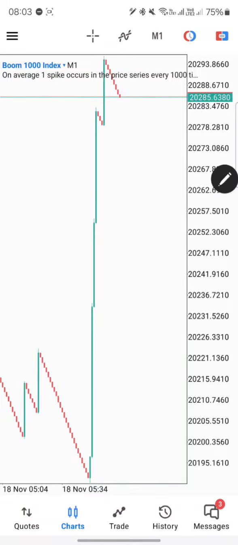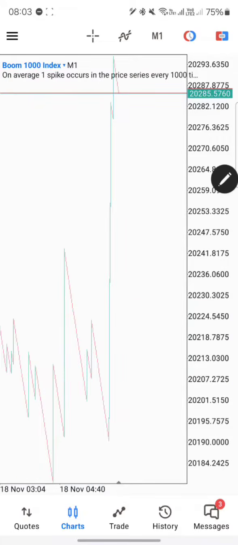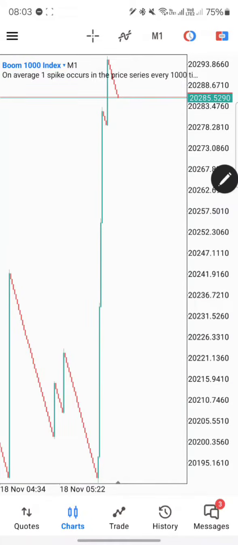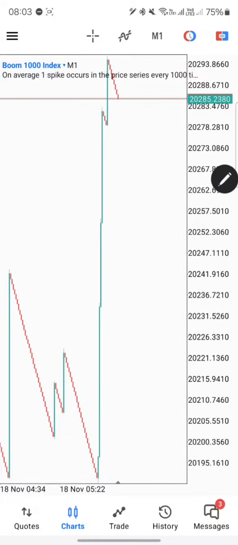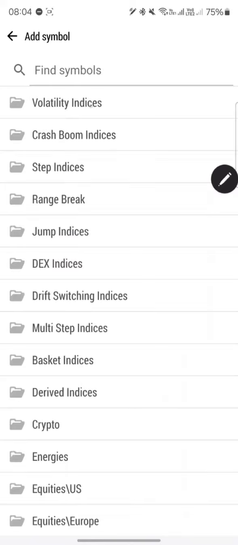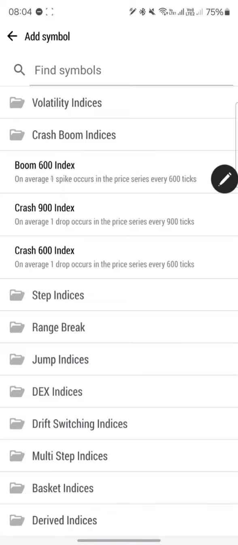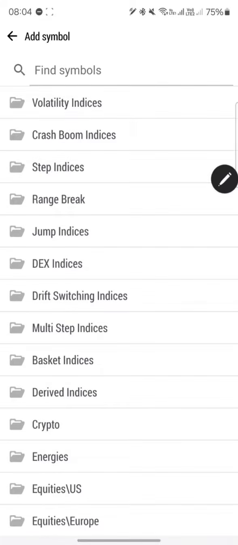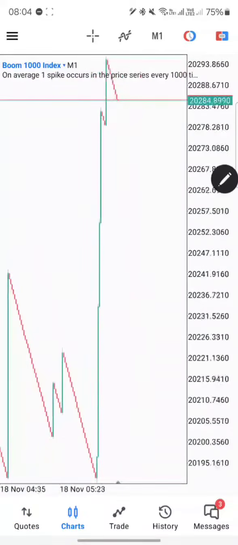So with this strategy, you can use it on any zoom level. Any zoom level, it is completely up to you. It makes no difference. It will not change the strategy. And like I said, we'll only be using two indicators for this specific strategy. It is used on all boom and crash pairs. We can go ahead and add it onto the new boom and crash pairs as well, on the 300s, the 900s, and the 600s. It works on all of them. So let's get into it.